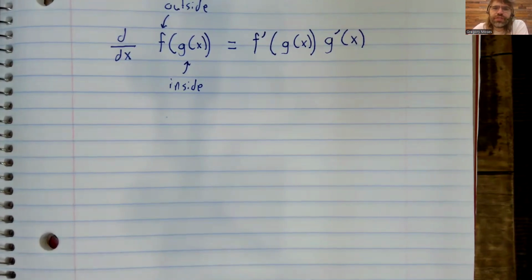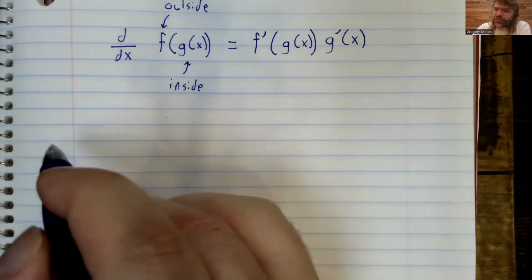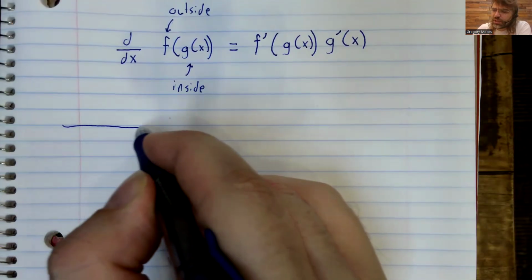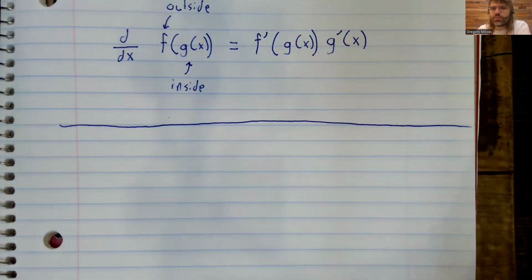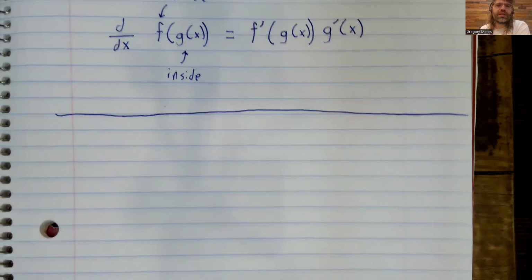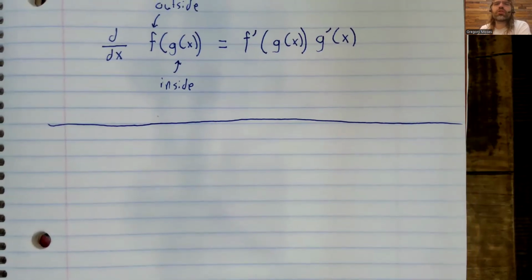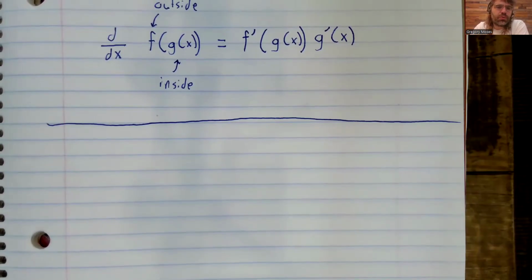And the chain rule is very important. Like, you use it far more often than you use the quotient rule, for example, at least in my personal experience. So let's see if we can work through an example.